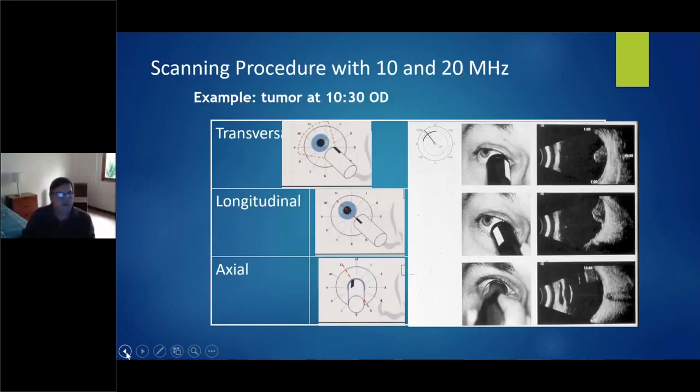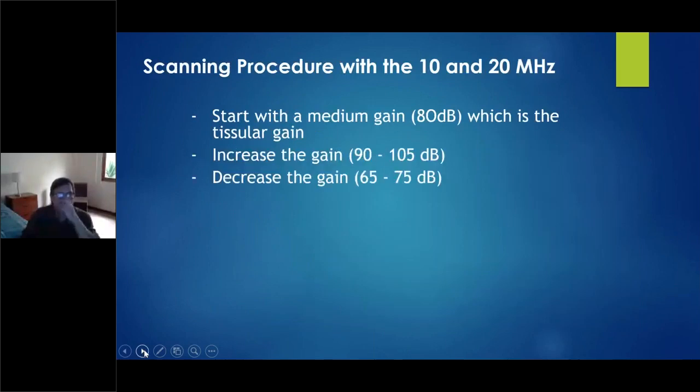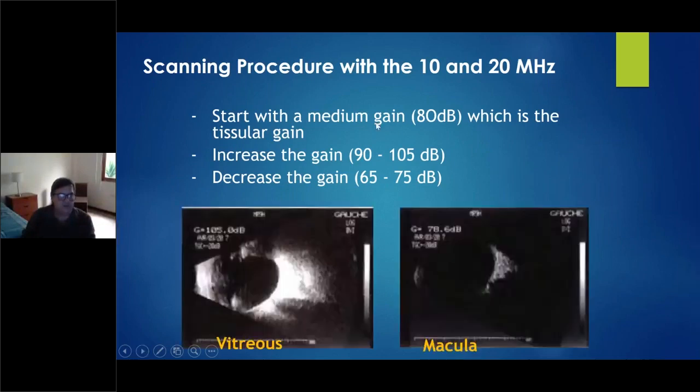Always, when you begin the examination, try to start with a medium gain. 80 decibels is the tissular gain. Increase and decrease the gain. Don't be fixed on one gain. You can see the vitreous better when you have a medium or high gain, and you can see the posterior pole better with less than 90.